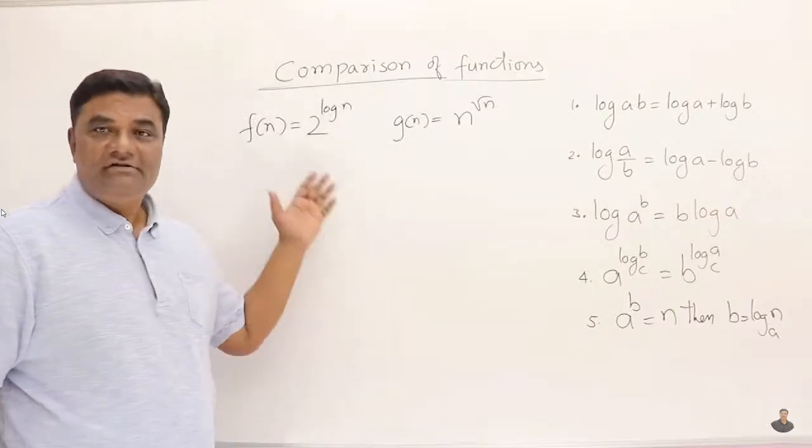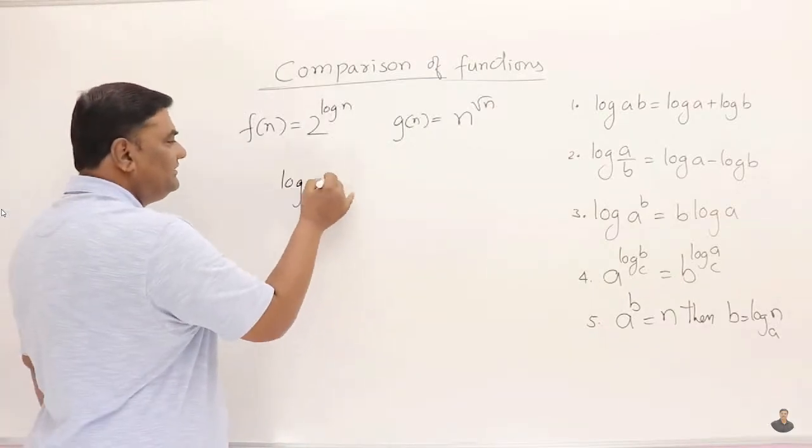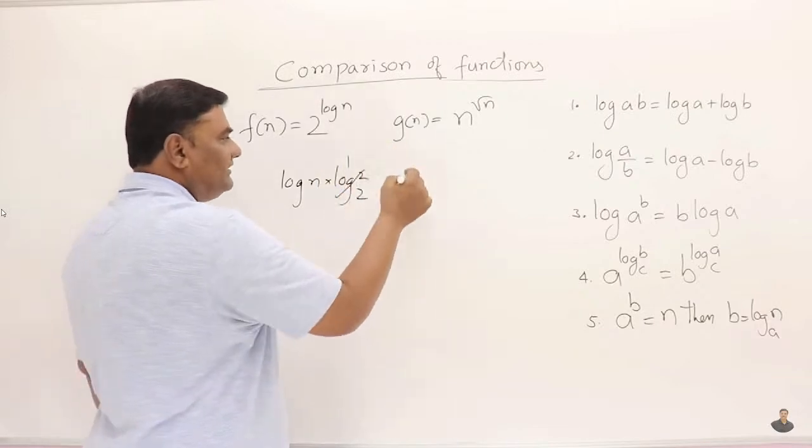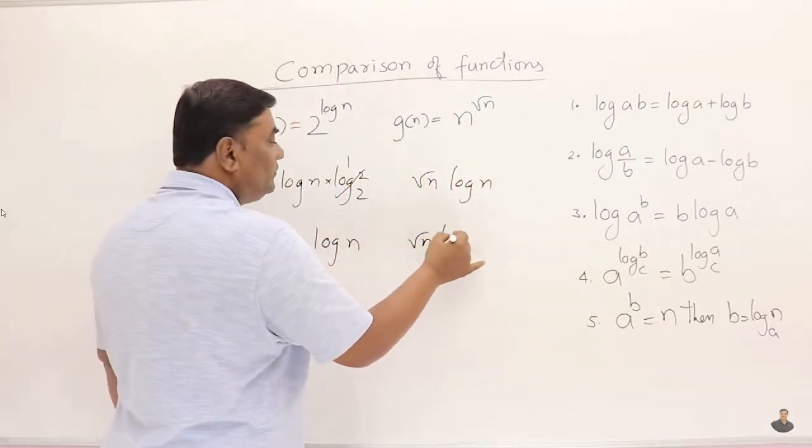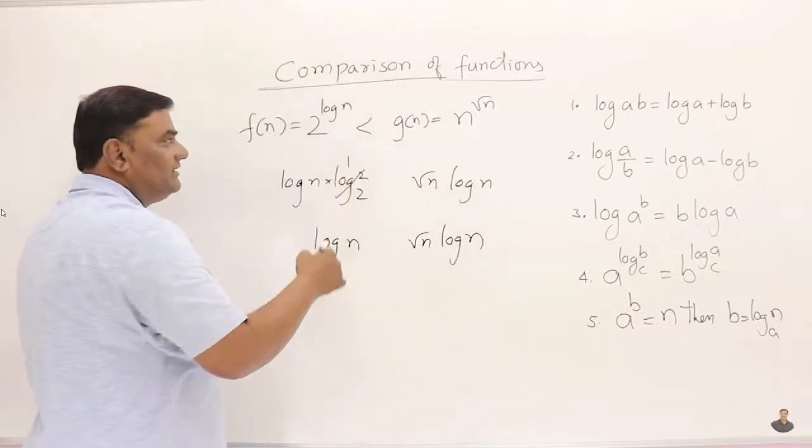Now let's see who is greater. Two functions. Apply log. Log n into log of 2 base 2, this is 1. And this is root n log n. So what's the answer here? Just log n, and this is root n log n. This is greater. So this is smaller.